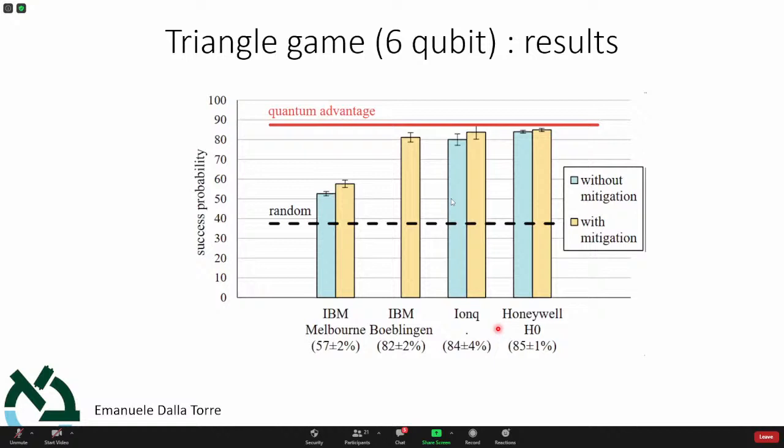Point number 2: after we posted this paper online, we got a very nice email from Honeywell, and they told us, well, we have the H0, which is the first quantum computer, and this is the one that you used, but there is also an H1, and the H1 has a much better proficiency. Although I cannot disclose the results, let me just tell you that the H1 does show quantum advantage. So the results of H1 are below the red line. So this is really great.